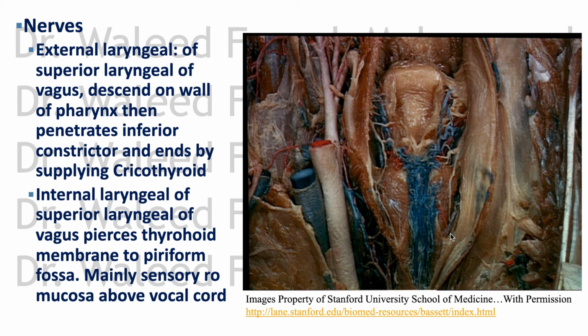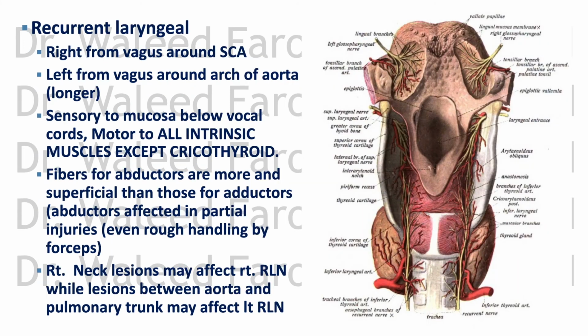This is regarding sensations. But for the motor supply, we have a rule. All intrinsic muscles of the larynx are supplied by the recurrent laryngeal nerve, except the cricothyroid, which is supplied by the external laryngeal nerve. Don't forget this. Okay, this is another diagram showing the internal laryngeal nerve and the superior laryngeal artery here, and the recurrent laryngeal with the inferior laryngeal artery. It's a beautiful drawing here.